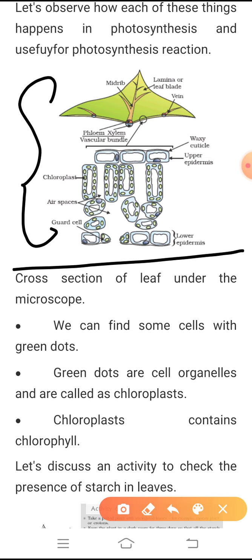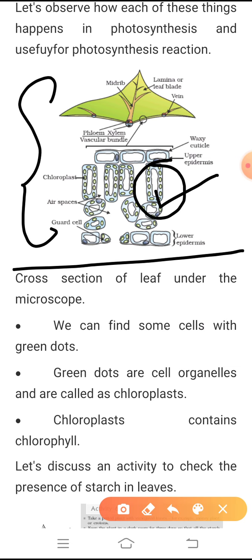Okay, this picture is the cross section of a leaf which we can observe under the microscope. Here we will find some cells with green dots. Can you see the cells here, right? Inside these cells there are some green dots, and these green dots are the cell organelles, which are often termed chloroplasts. Chloroplasts are the organelles which contain chlorophyll.